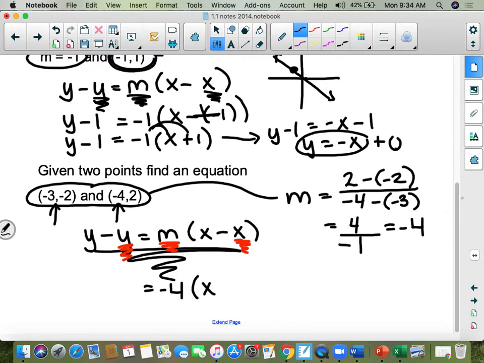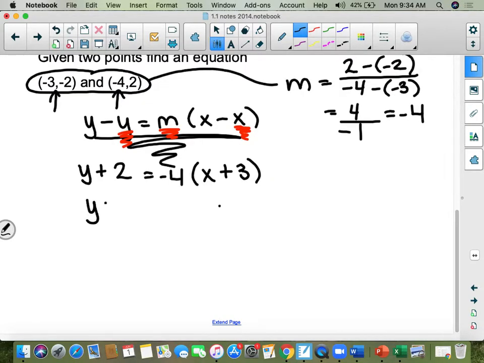I like using the first one. In place of x, I'm going to put a negative 3, which makes it a positive 3. And in place of y, I'm going to put a negative 2, which ends up being a positive 2. And then I'm going to do the famous distributive property, which gives me a negative 4x minus 12. So y equals a negative 4x minus 14.